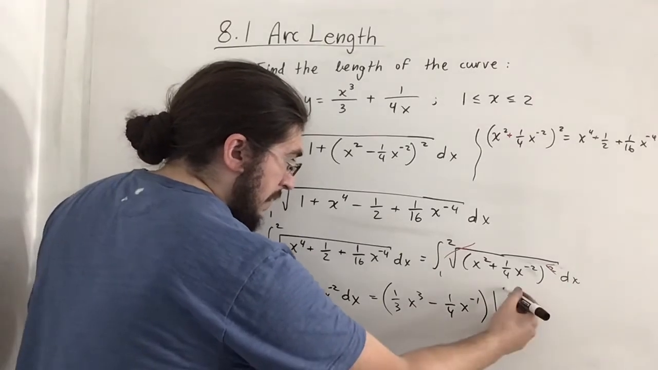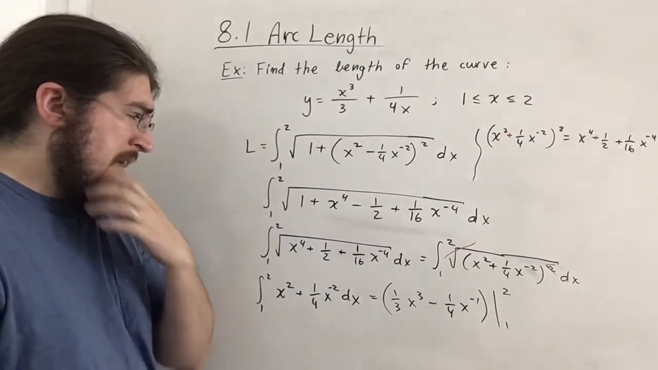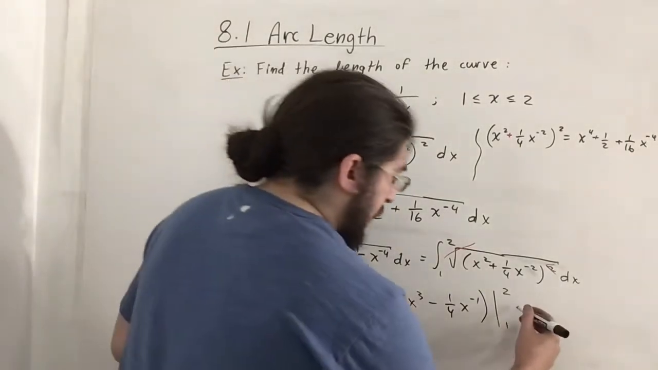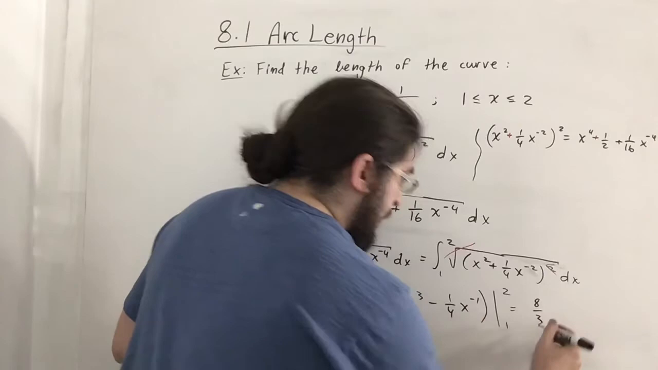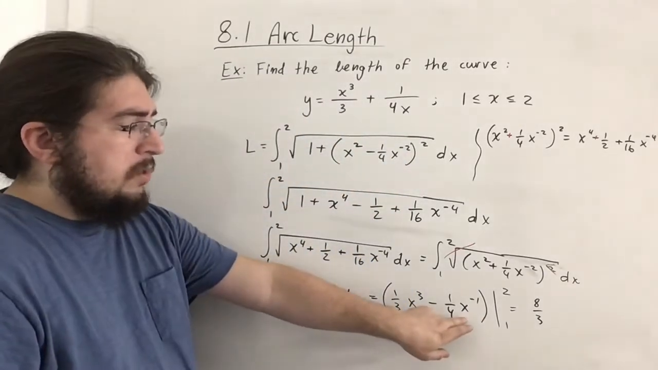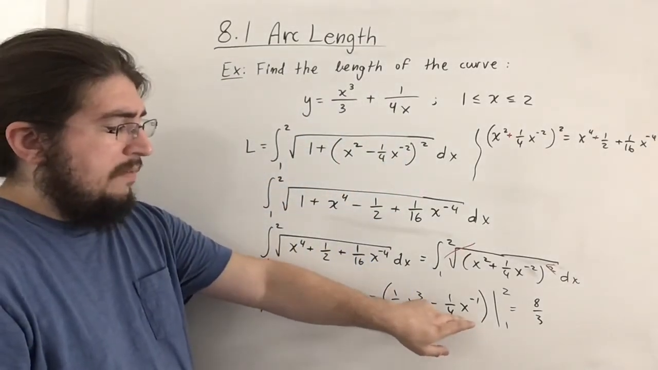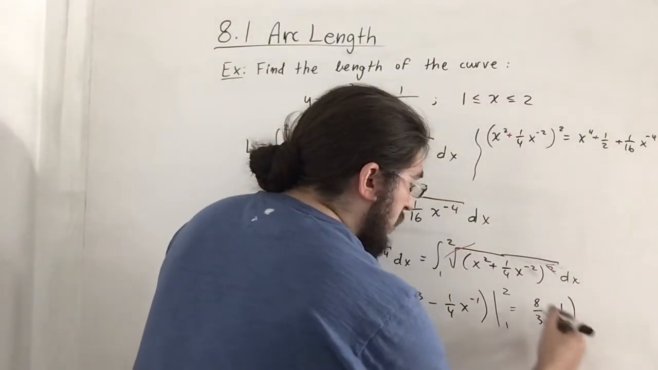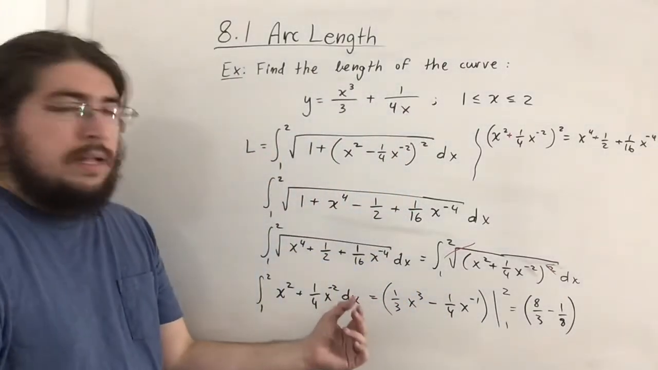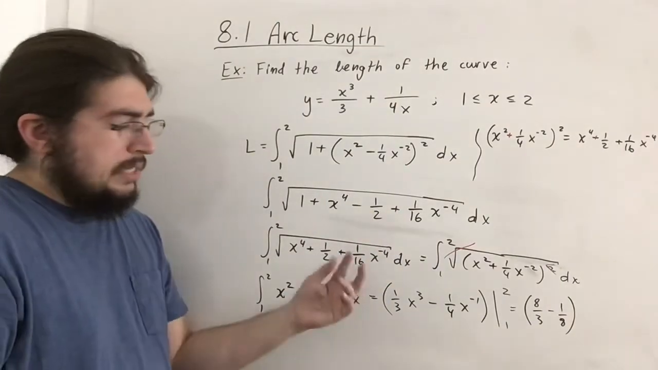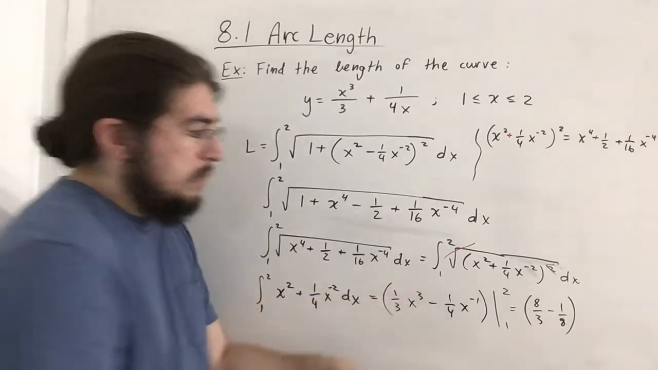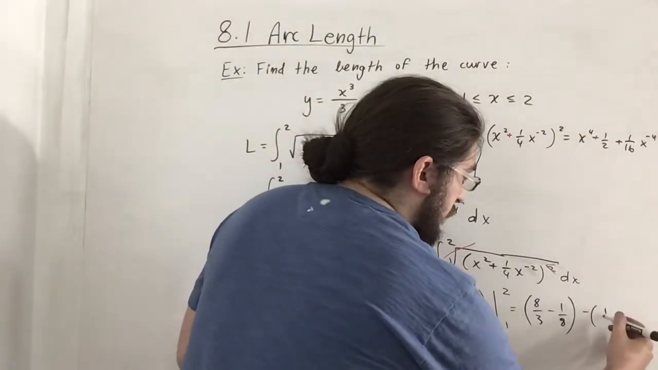So now if we evaluate between our limits 1 and 2, we plug in 2, we get 2 to the 3rd over 3, which is just 8 over 3. So let me write 8 over 3. And then here, notice 2 to the negative 1 is 1/2. 1/2 times 1/4 is 1/8, so that's minus 1/8. That's our first evaluation. And then when you plug in 1, the x's go away because any power of 1 is just 1 itself. So really we just get 1/3 minus 1/4 for the second term.